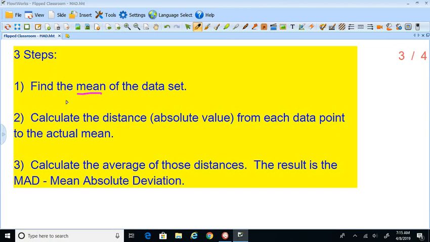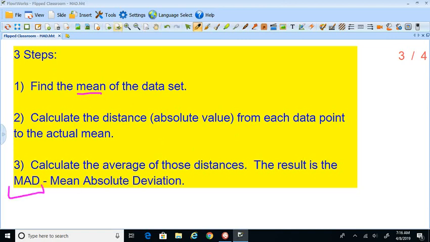Second step, calculate the distance, which is in absolute value form, because you can't have a negative distance, from each data point to the actual mean. And the third step, calculate the average of those distances. So add up those distances, divide by however many you added together. The result, the answer, is your MAD, your mean absolute deviation.